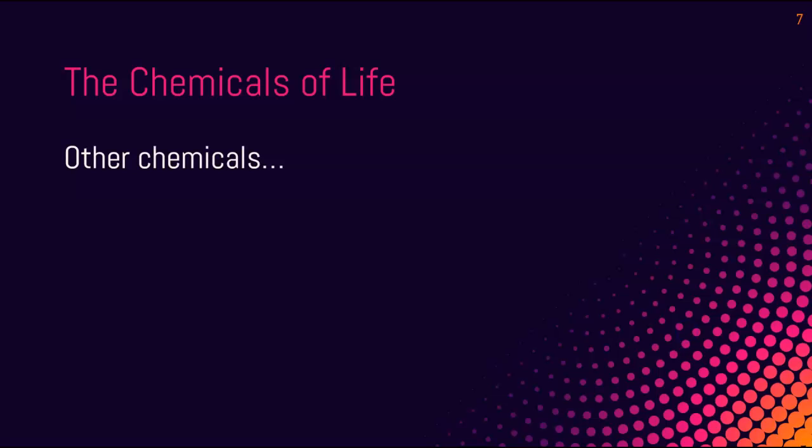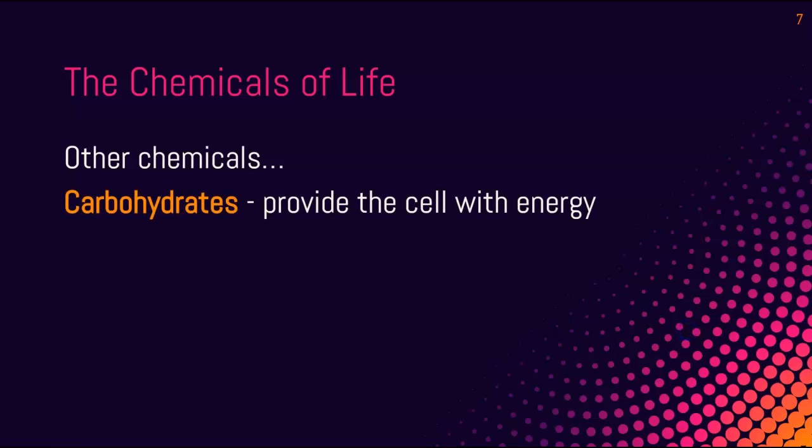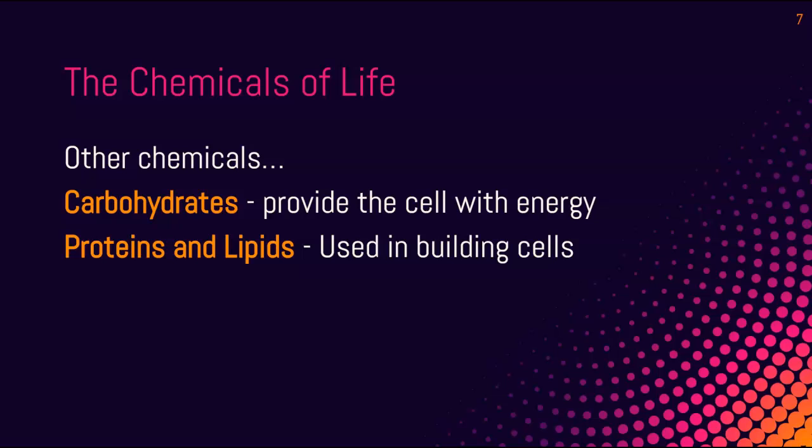Chemicals of life. Other chemicals. Carbohydrates provide the cell with energy. So think about what you eat as far as a carbohydrate. If you don't know what contains carbohydrates, we're talking about bread, pasta. Those are the two main things I can think of right now that can contain carbohydrates. Proteins and lipids, these are used in building cells. Of course, proteins are in the meat you eat.